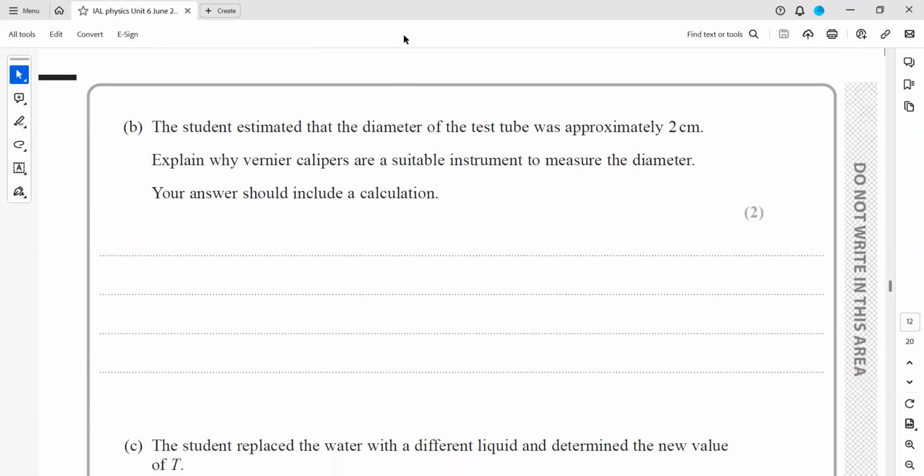The student estimated the diameter of the test tube to be approximately 2 centimeters. Explain why a vernier caliper is suitable for measuring the diameter. You should include any calculation.